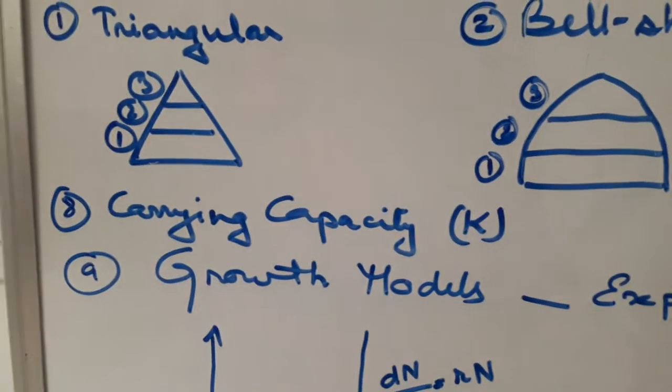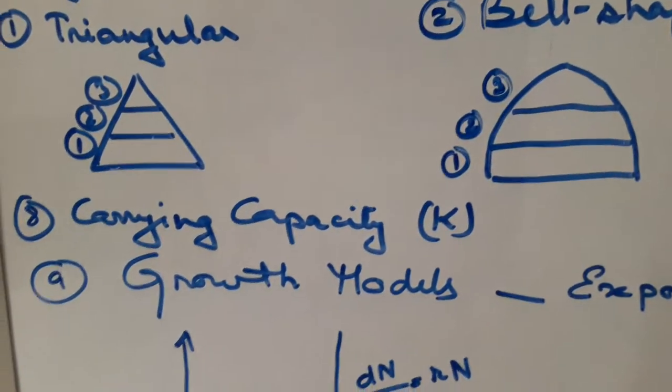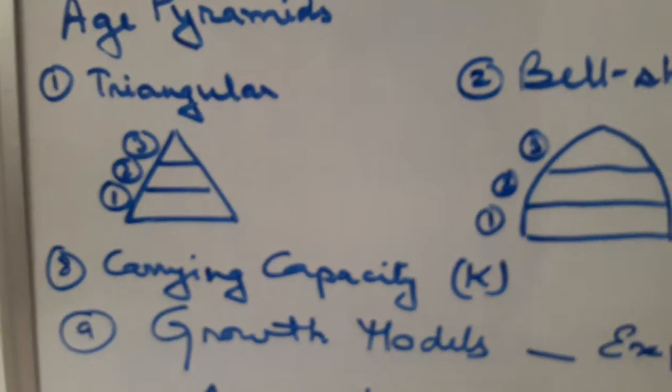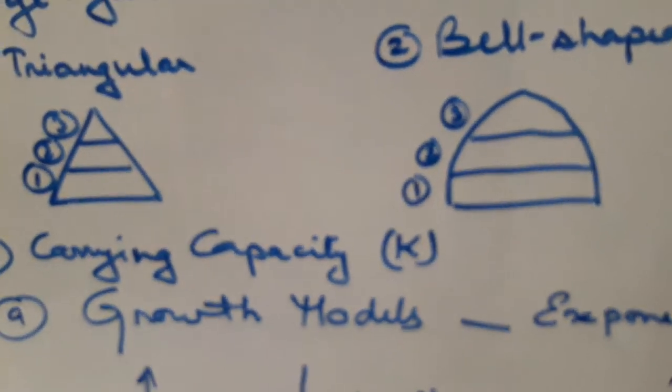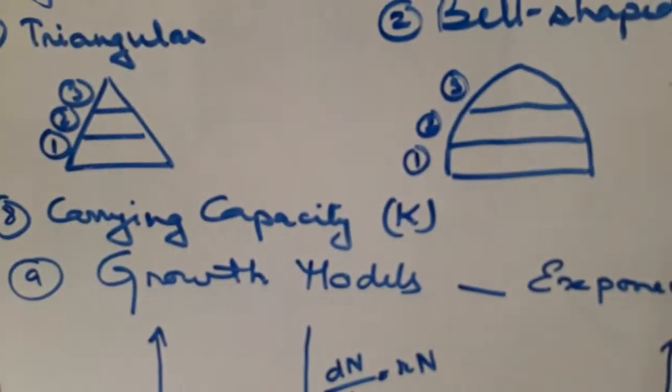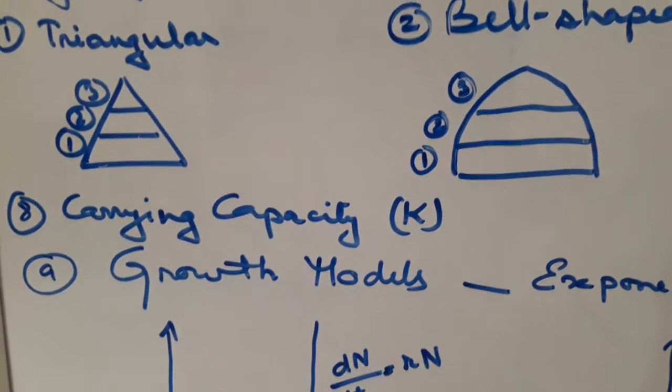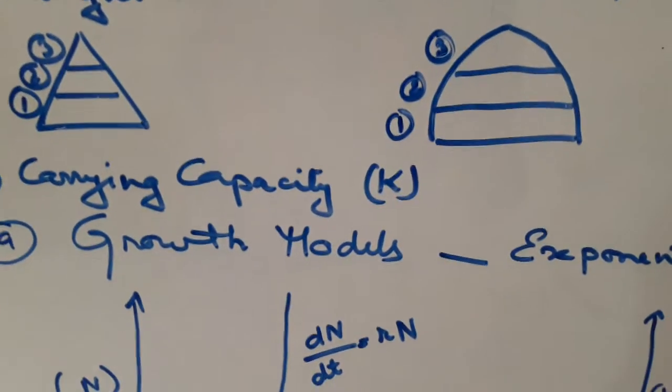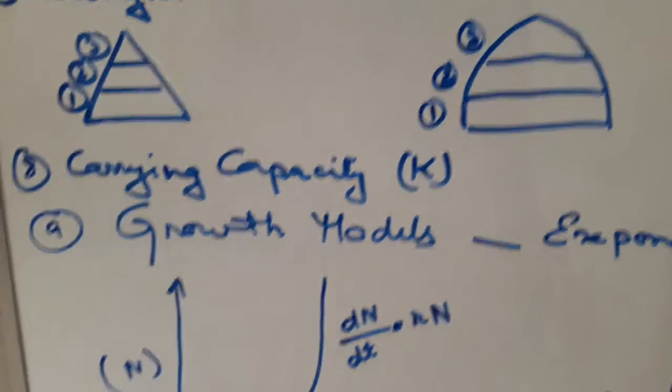Now next we come across the carrying capacity. Carrying capacity means the total maximum number of individuals a population can hold, which can be provided with maximum resources like food, shelter, whatever, and based on that, how many individuals can survive is known as the carrying capacity.